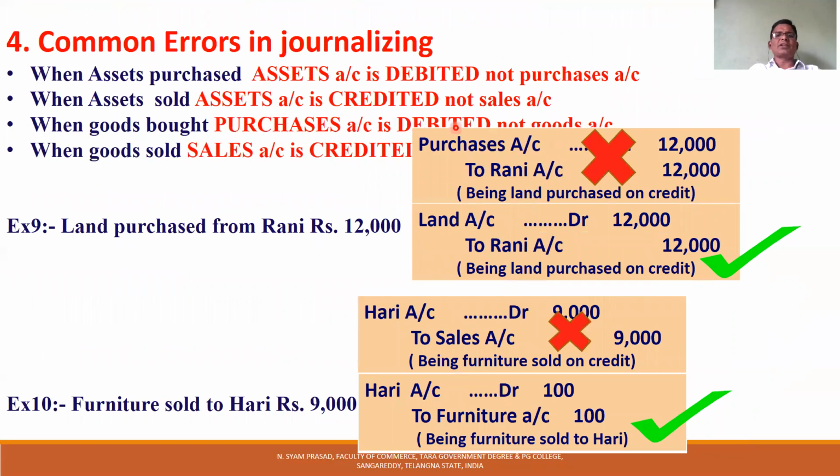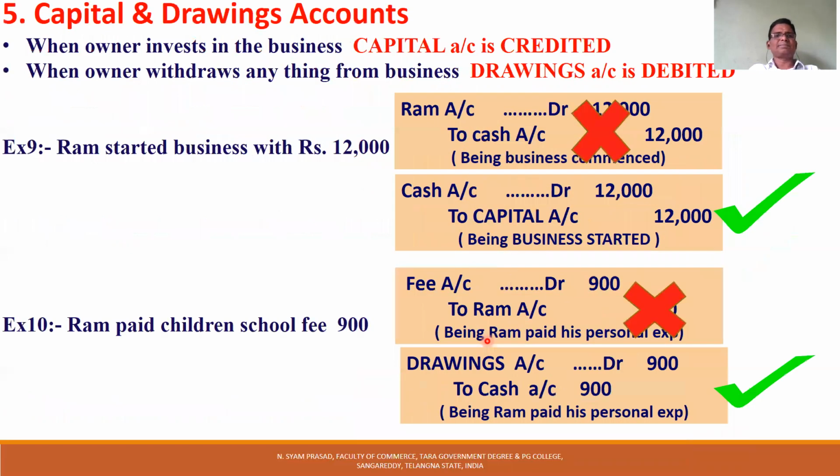Common errors: purchase account is used only for goods, not for land. That's why it's wrong. For land purchase, land account is debited. When furniture is sold, furniture account is credited, not sales account. That you have to remember.